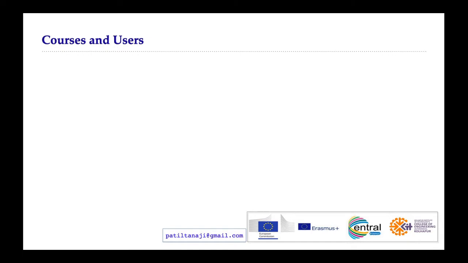Next one is the courses and users. The Moodle structure is organized around the courses. So a course is the core component in the Moodle site. This is the space for learning resources and doing activities. Courses are designed by the teachers, but teachers cannot create the course. Courses have to be created by administrators, by the managers, or by the course creators.